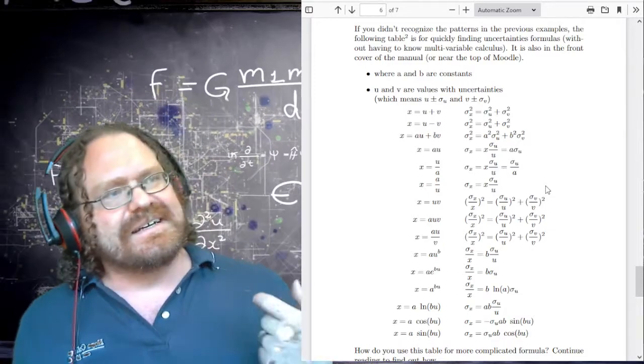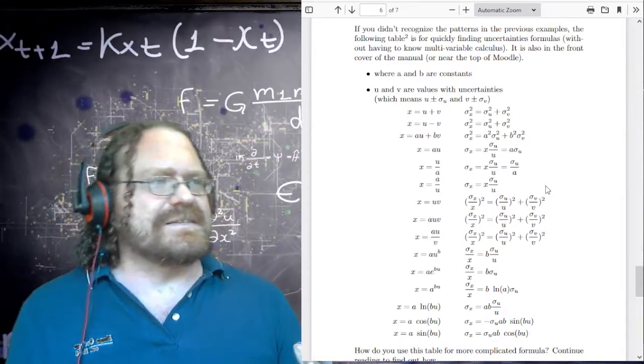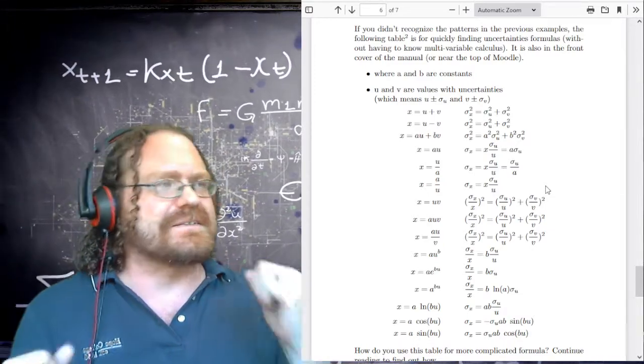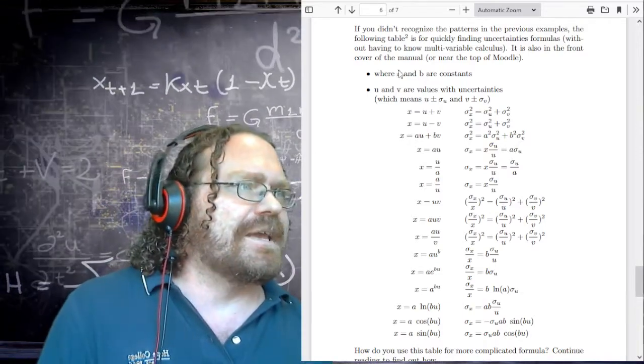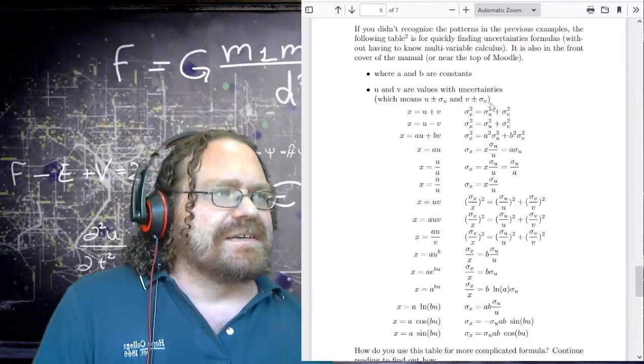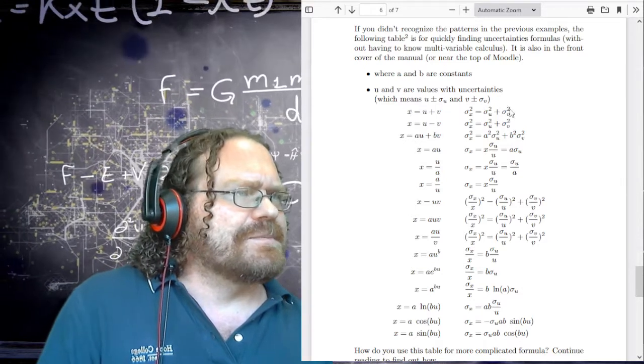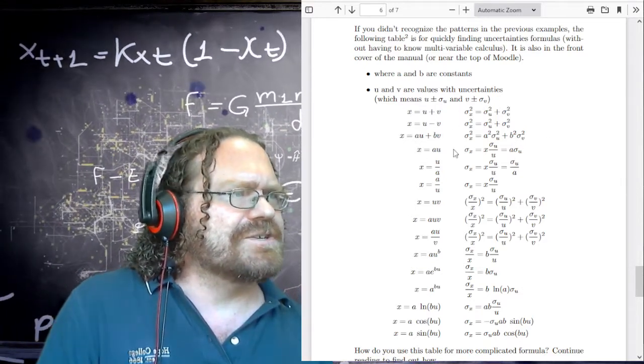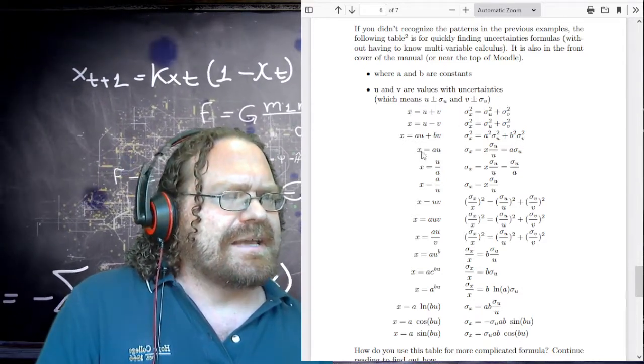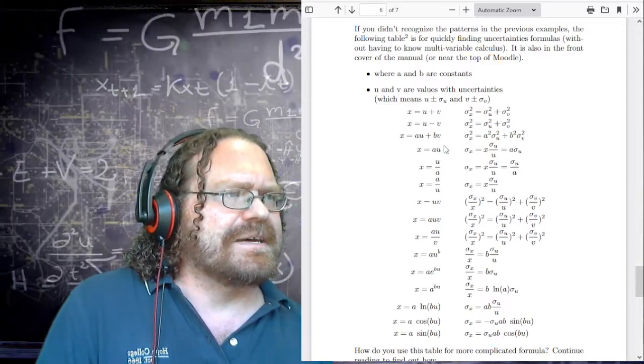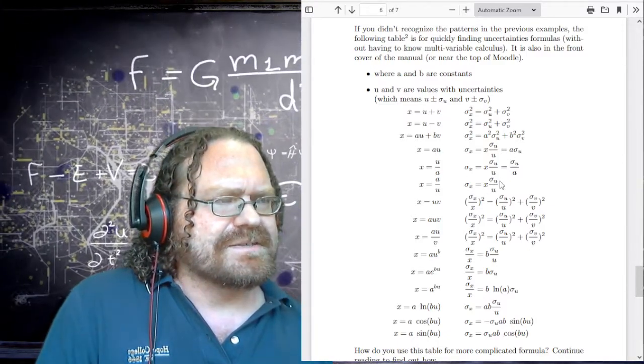instead of q, I'm using x, and instead of x, y, and z, I'm using u and v. No big deal. Oh, great. Okay. And a and b are still constants. And so there's the first couple with multiplication, or with addition. Now here's a couple where we're just adding, or sorry, we're just multiplying or dividing by a constant.